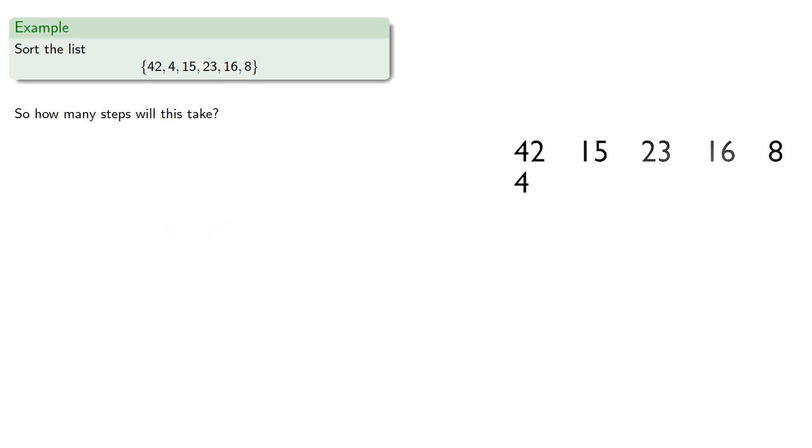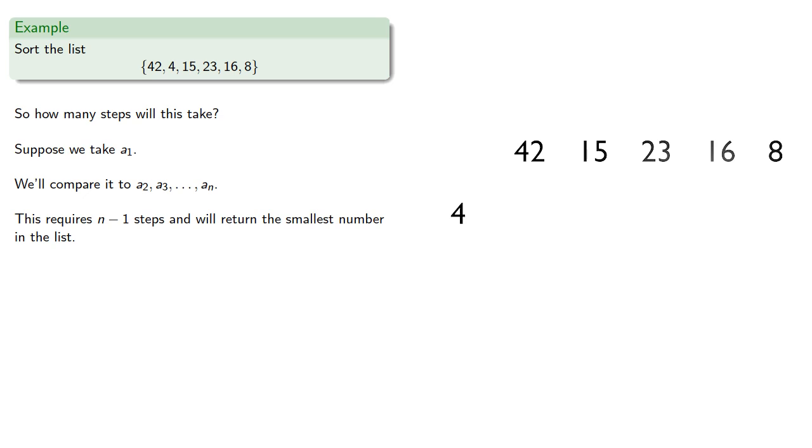So how many steps will this take? Suppose we take A1. We'll have to compare it to A2, A3, and so on up to AN. And this requires n minus 1 steps and will return the smallest number in the list.